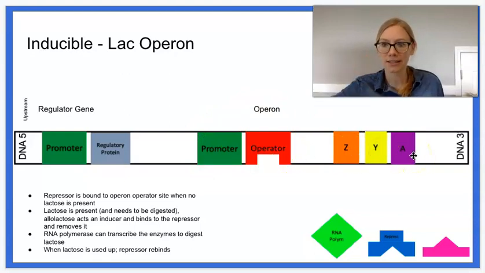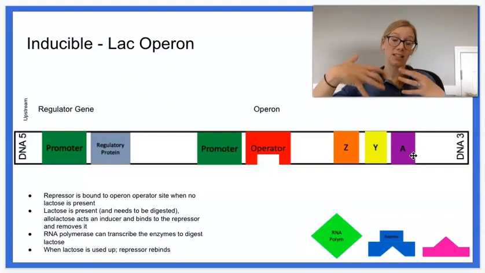Now, what do these genes mean? I labeled them Z, Y, and A. Why? There could be more of them. There could be less of them. They're just a way to label what they are, and they're going to go ahead and produce some mRNA that we will need to turn into a protein, right?